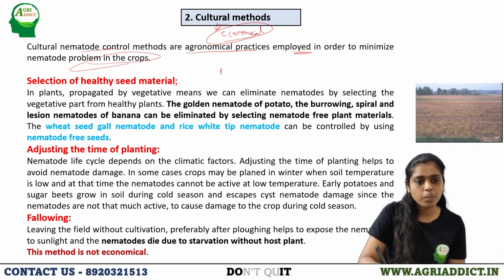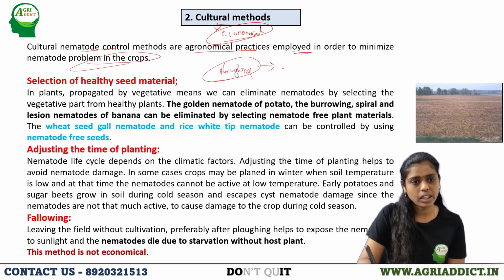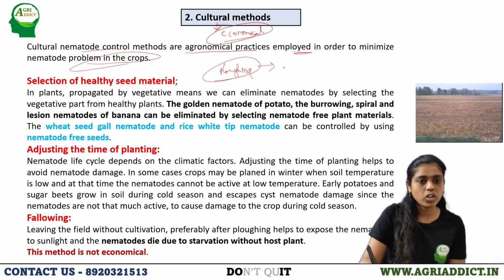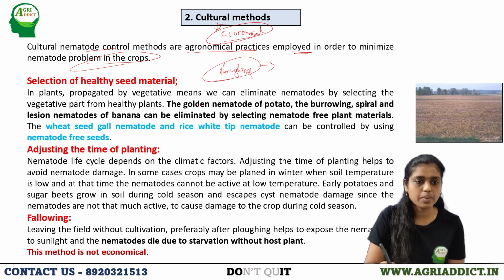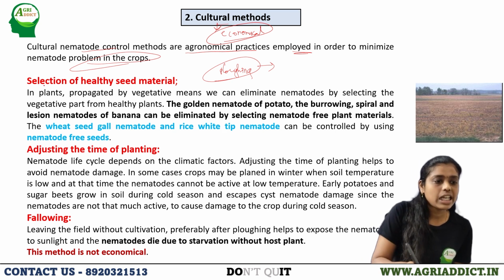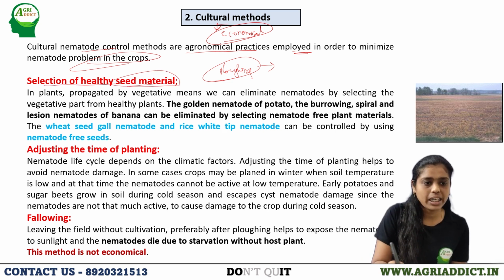It may be plowing, starting from the plowing to the sowing, and also after planting, like crop rotation, trap cropping, use of antagonistic crops. These methods will be used in order to control the nematode population. Let us see the different types of cultural methods which can be applied for nematode control. Selection of healthy seed planting material.